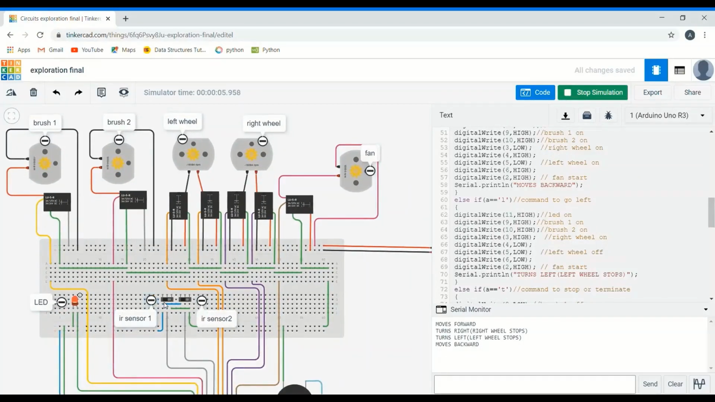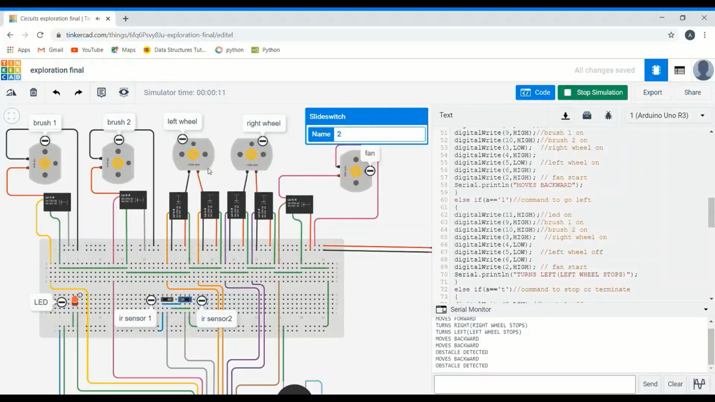Now, if I switch on either of the 2 slide switches, it indicates that an obstacle is detected. Under such cases, the buzzer buzzes and the system stops. The system moves back for a while and then again stops. This process continues until the respective slide switch gains back its original value. We can now give the next command.